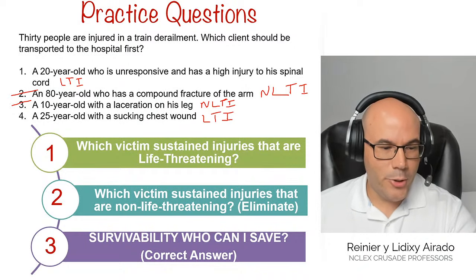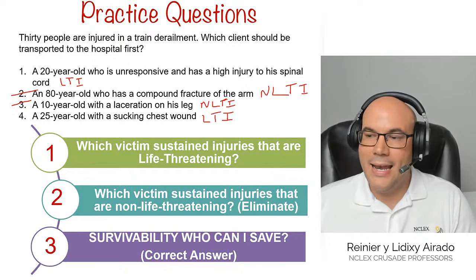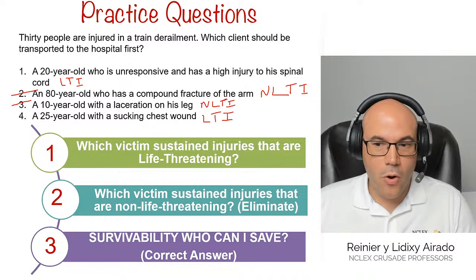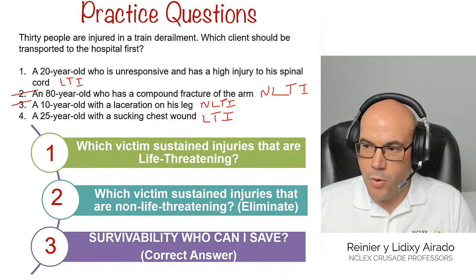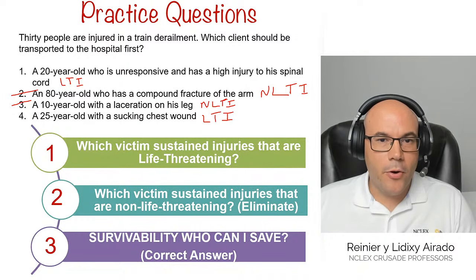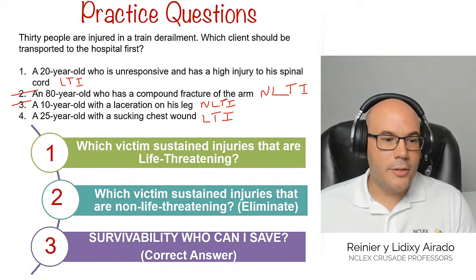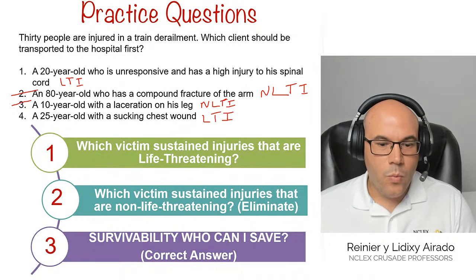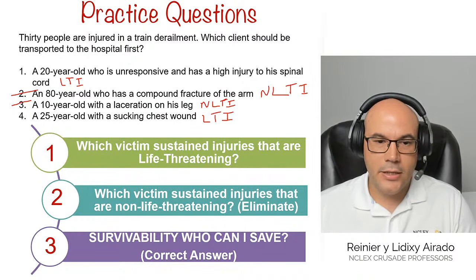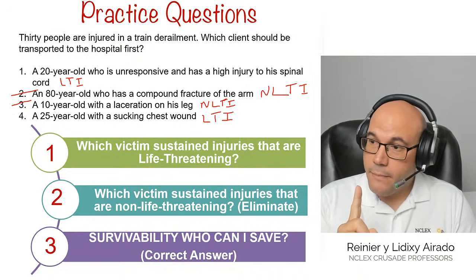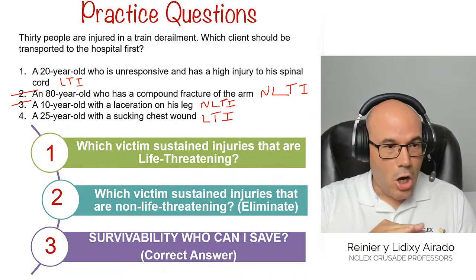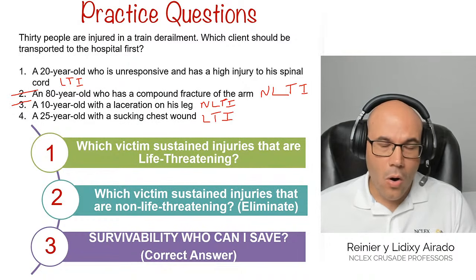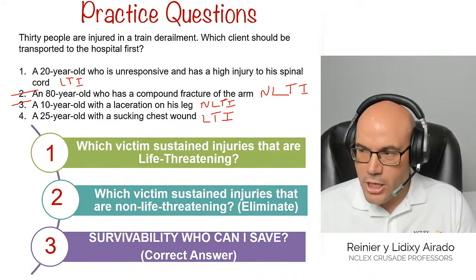So far, we're doing good. We have already eliminated 2 answers. We have 2 answers left. Answer number 4 and answer number 1. Look at step number 3. Which patient has a higher chance of survivability? Which patient has a higher chance to survive? Number 1, a 20-year-old who is unresponsive with a high injury to the spinal cord, or a 25-year-old with a sucking chest wound.